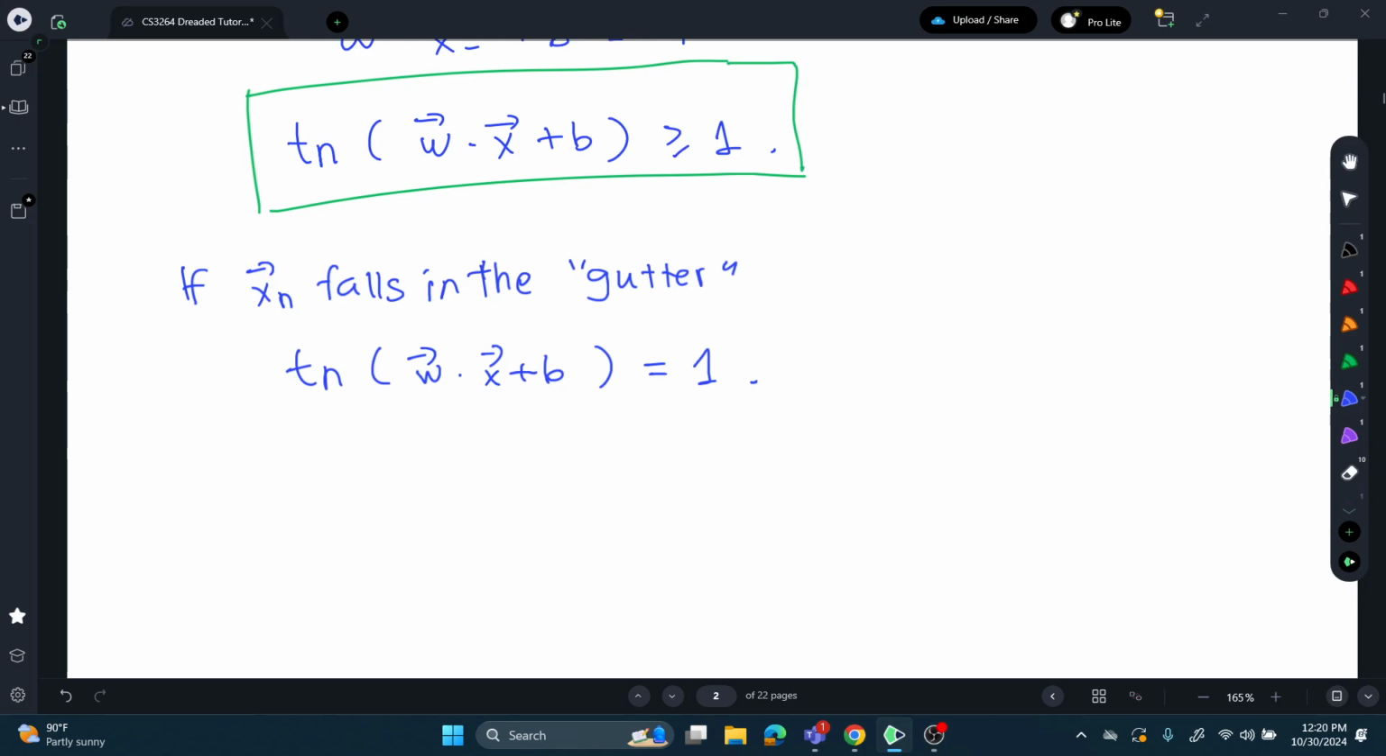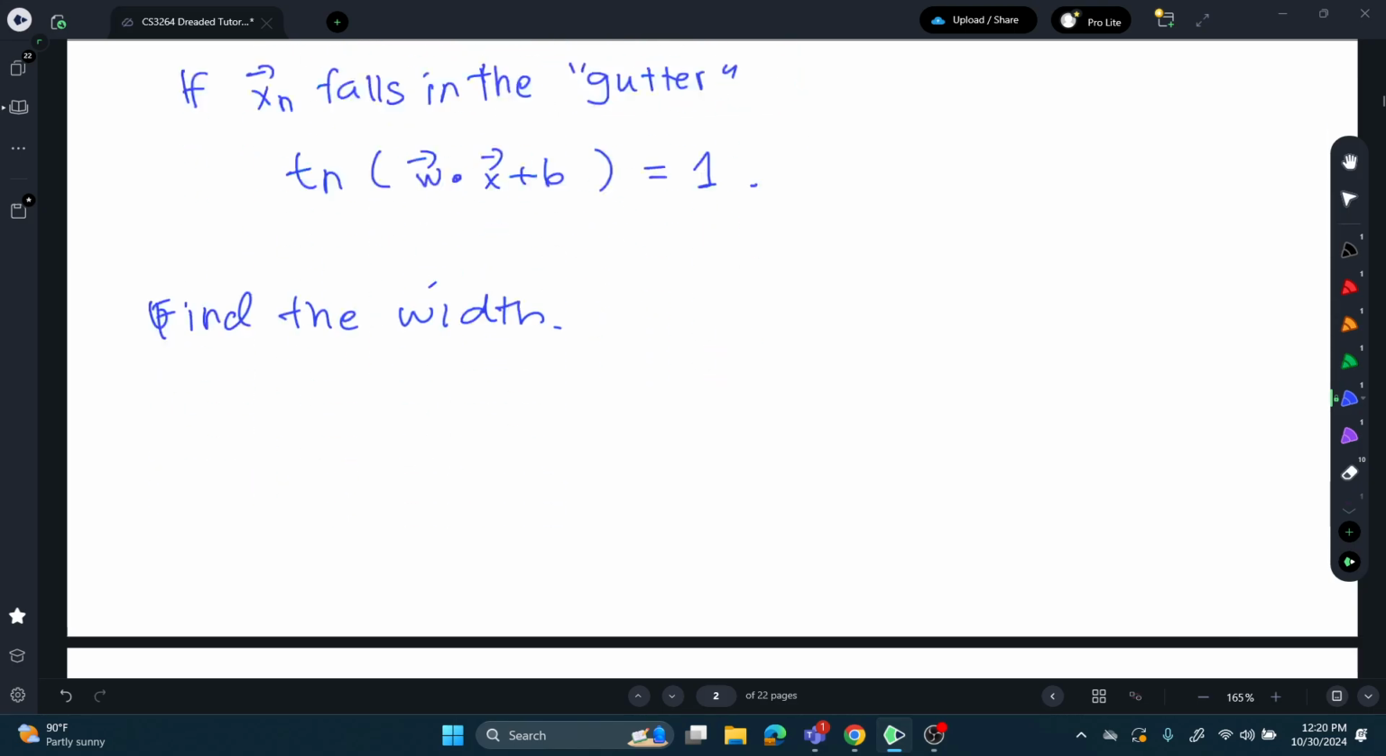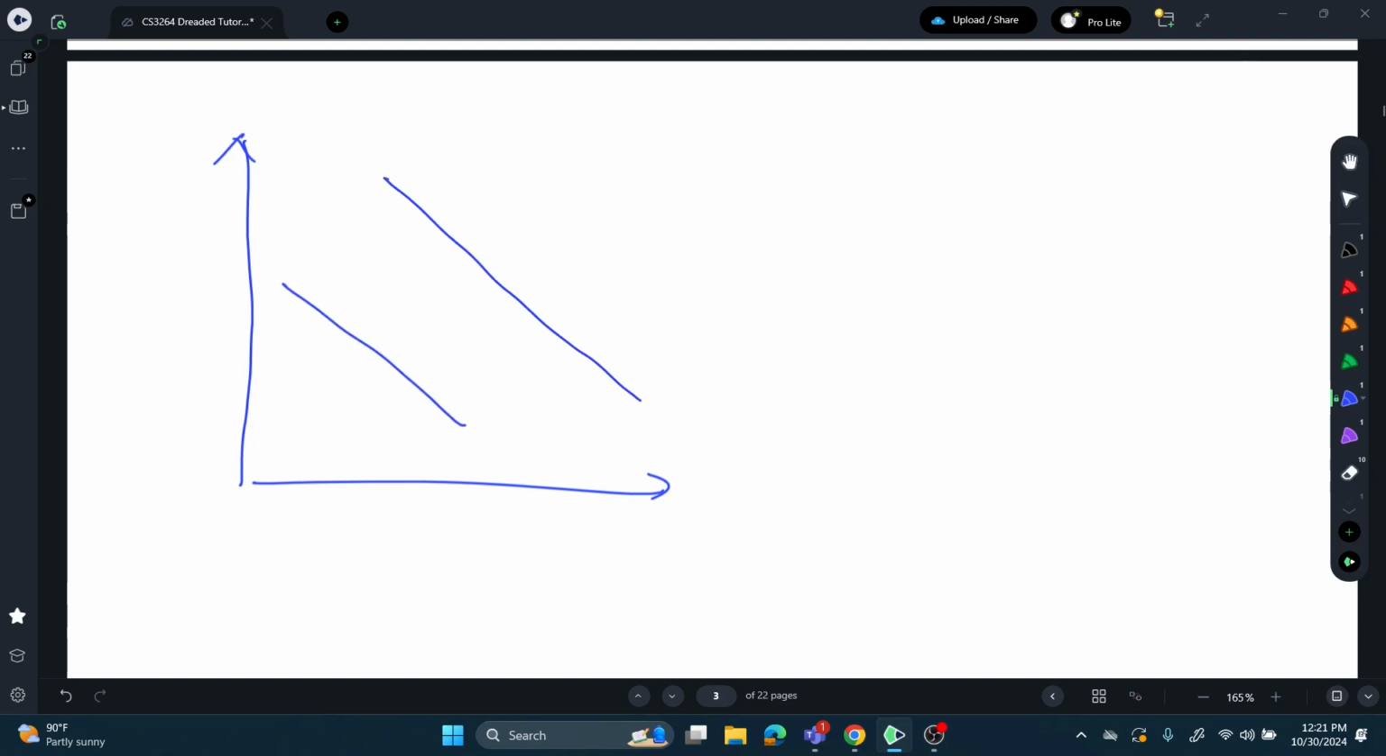Okay, once this is established, now we can simply do the fun part. Now we want to find the width of this entire gutter. Okay, how do we find the width? Let's see here. This is my initial gutter. Let me just draw the gutter. This will be my negative case, and this is my positive case.